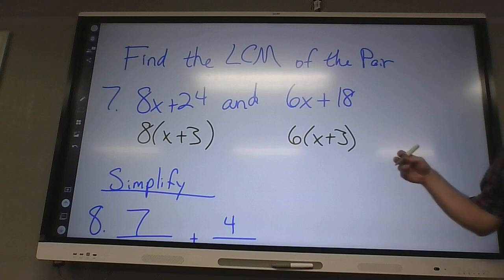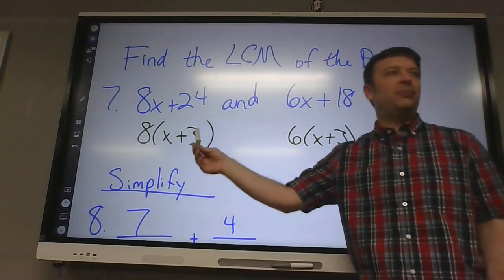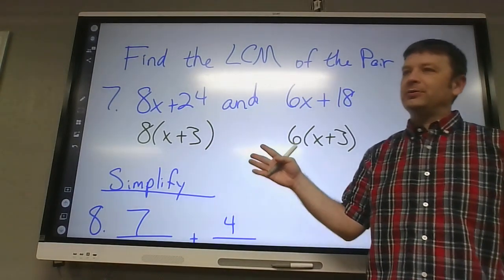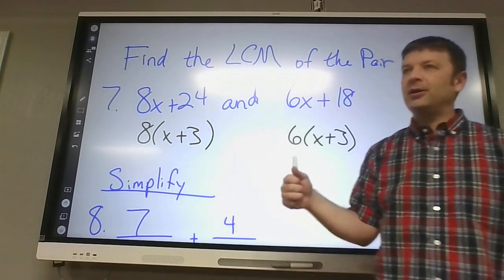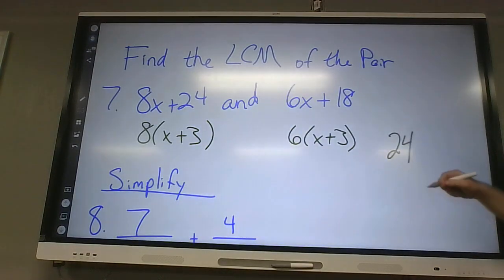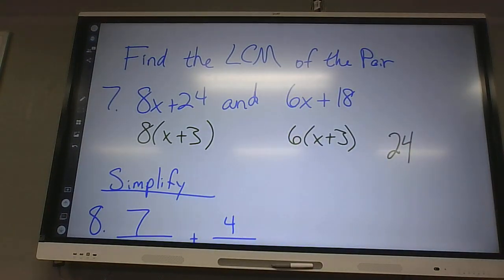What do these two both go into? What do 6 and 8 both go into? No, that's what goes into them. What do they go into? What are the multiples of 6 and 8? Common. Okay, 24. They both go into 24. What does the x plus 3 and x plus 3 go into? X plus 3. So this is the common multiple.